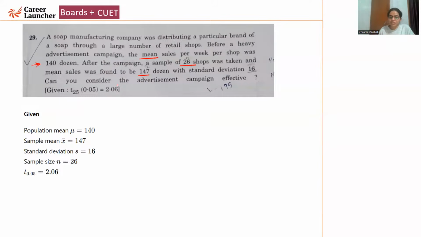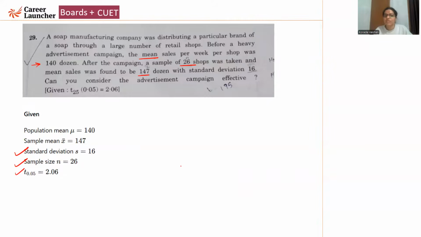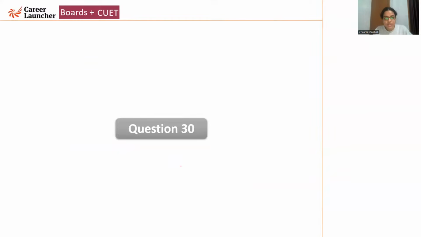So in this question, what are we given? The population mean is 140, sample mean is 147, standard deviation is 16, sample size is 26, and the value of t as per the question is given out to be 2.06. Now, if I'll just solve all the calculation making use of the t-test ka formula, you will get an approximate value of t as 2.23. And because this value is greater than the given value of t, which is 2.06, we will reject the null hypothesis, right? So this completes the question and that's it because we only had to comment on the last statement यहाँ पे कि can be considered, so we will reject the null hypothesis. Now let's move on to question number 30.